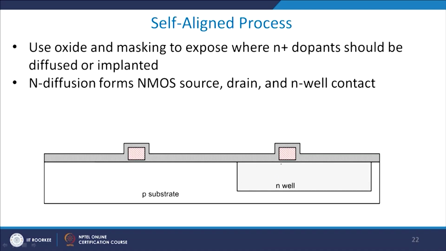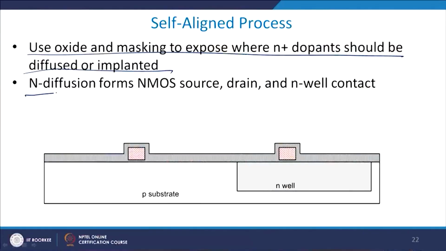So, what you do is that you grow it like this, then use oxide and masking to expose where the N plus dopant should be diffused or implanted. Means now we expose the polysilicon, and those places where we want the N plus dopant to go, we expose it, and for other regions we stop it.